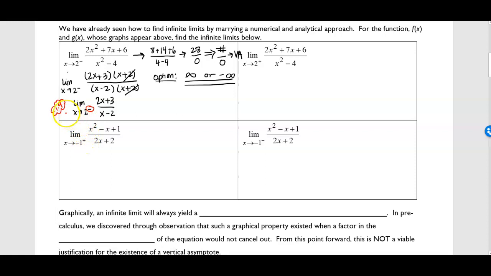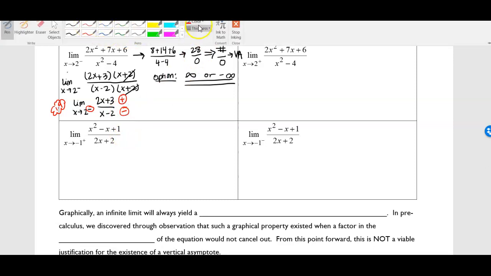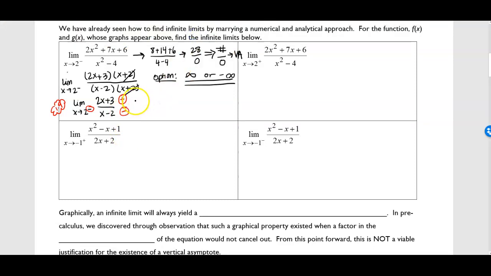If I plug in a number like 1.9 to my numerator, I would get something positive. If I plug something like 1.9 into my denominator, I would get something negative. And something positive divided by something negative would be something negative. So my limit is negative infinity.